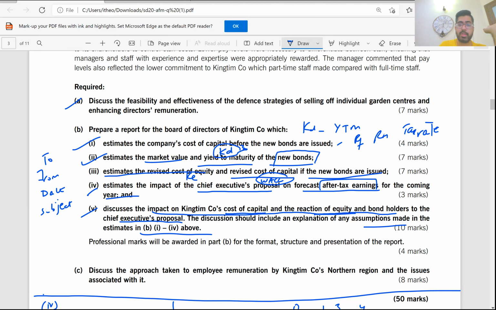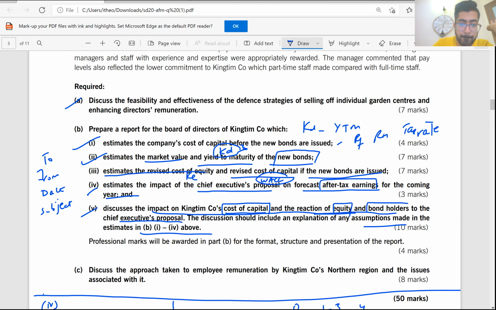Now for 7 marks, you have to discuss the impact on cost of capital and reaction of equity and bondholders to the CEO's proposal. You have to discuss the impact of the CEO's proposal on 3 things: cost of capital, the reaction of equity holders and the reaction of bondholders. So yeah, it's 7 marks. And if you write 2 to 3 points on each, that's fine.